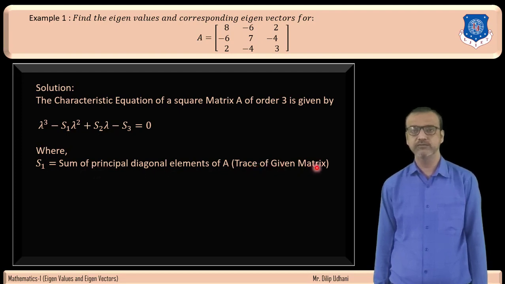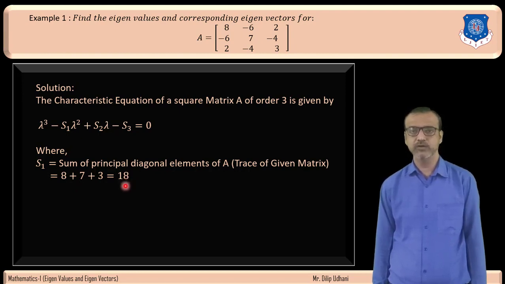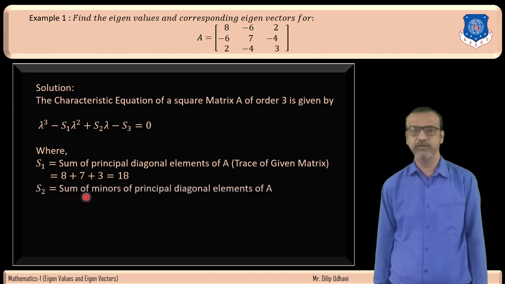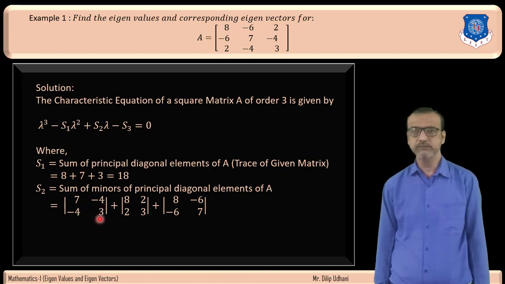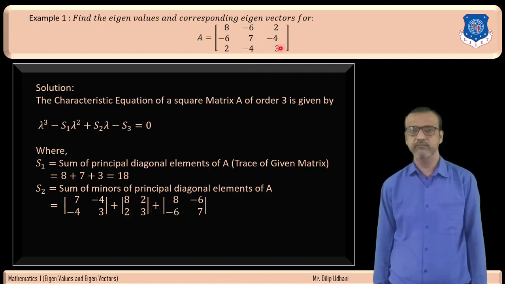So s1 equals 8 plus 7 plus 3, which are the principal diagonal elements, and the addition of these three elements is 18. s2 equals the sum of minors of principal diagonal elements of A. So we have the minor of 8, that is 7, minus 4, minus 4, 3. Then the minor of 7, that will be 8, 2, 2, 3. And finally the minor of 3, that is 8, minus 6, minus 6, 7. Now we will find these minors.